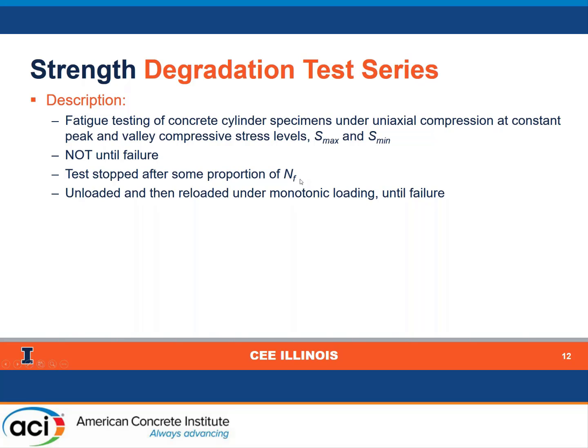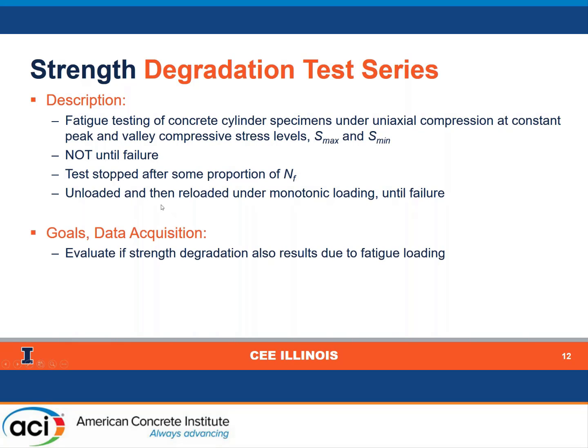We stopped the test and then we unloaded it, and then we reloaded the fatigue damaged specimen in monotonic loading until failure, so that we could see and compare what is the strength of a fatigue damaged specimen versus what was the strength of an undamaged concrete cylinder specimen. The goal was obviously to evaluate or to check if there was any strength degradation, and as I said before, the number of cycles that were applied was less than the failure number of cycles, and we were collecting strain data throughout the test.